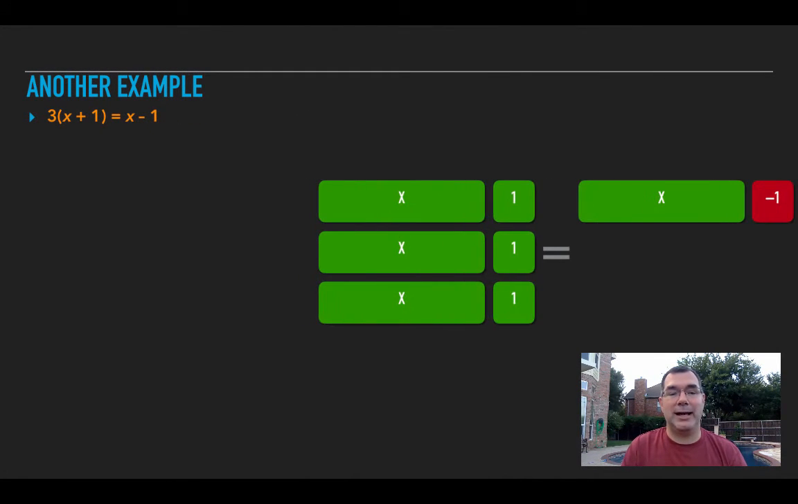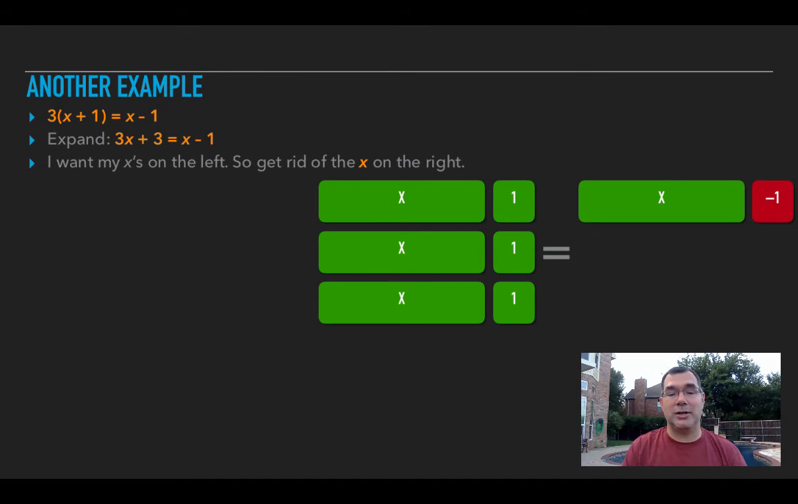Now I have 3 times x plus 1 equals x minus 1. So I've got 3 groups, each one of them has x plus 1 on the left, and I've got an x and a negative 1 on the right. So if I just expand the parentheses, that's 3x plus 3 equals x minus 1. And you can see the same representation right in front of you.